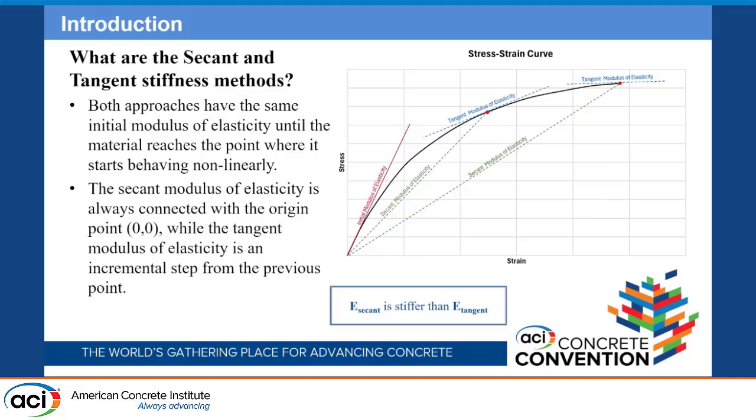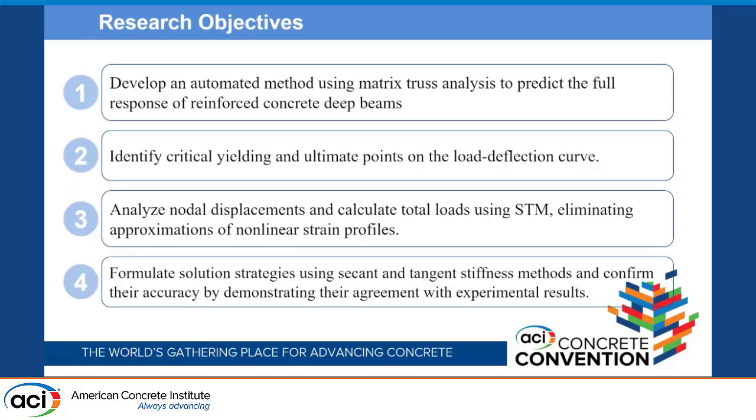We have the secant and the tangent stiffness methods, and this slide is just to show the definition of each. Tangent method is an incremental step beyond the previous point, and secant method always connects to the origin, so it's a total approach. And we used both of them, and we showed that the results are very similar. The computational efficiency is a little bit different, though.